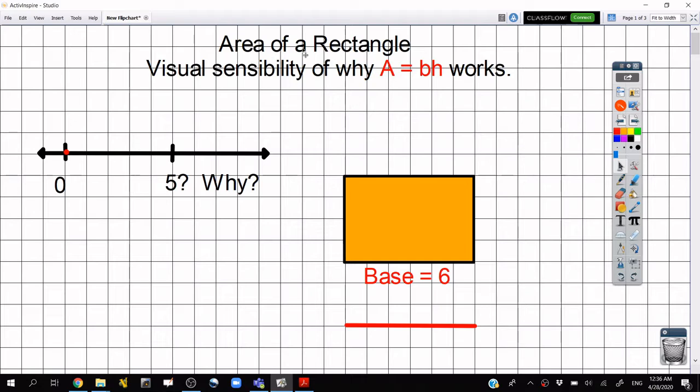I want to start by looking at area of a rectangle, and I'm going to look at a length on a line and then an area of a rectangle to try to get visual sensibility of why area equals base times height works for a rectangle. So like, why does that work? Well, on a number line, we know how to number the units, obviously. So if this is 0 and we count it out, this is 5. But like, why is that space really 5? There are several good reasons we could give to something like that.